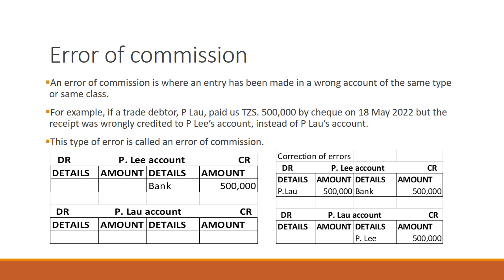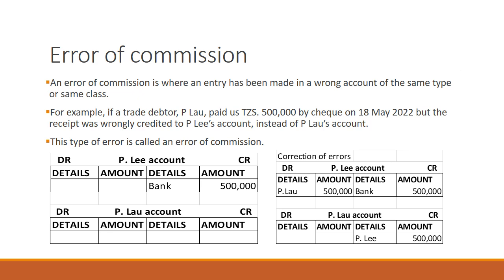This error of commission occurs where an entry has been made in a wrong account, but of the same nature or the same class. For example, if a trader, our debtor P-Lau, paid Tanzanian shillings 500,000 by cheque on 18 May 2022, but the receipt was wrongly credited to P-Lee account instead of P-Lau account.